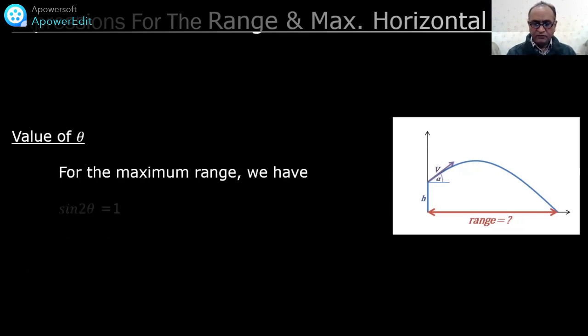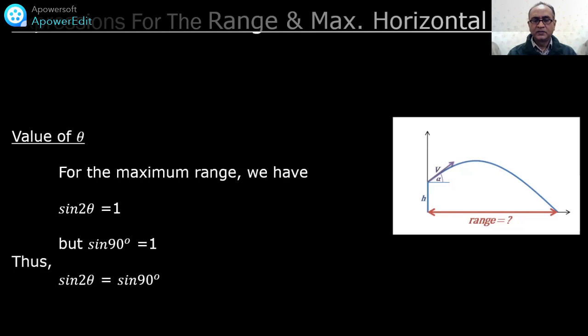For the maximum range, we have sine 2 theta is equal to 1. We also know, if you have your calculator, you can check it, the maximum value of sine 90 is 1. Okay, so here we have two equations, sine 2 theta is equal to 1 and sine 90 is equal to 1. The right sides of both of these equations are the same. Right? So right is equal to right, it means left equal to left. So that is why we are writing here sine 2 theta is equal to sine 90. And if we reduce it, it will become 2 theta is equal to 90.